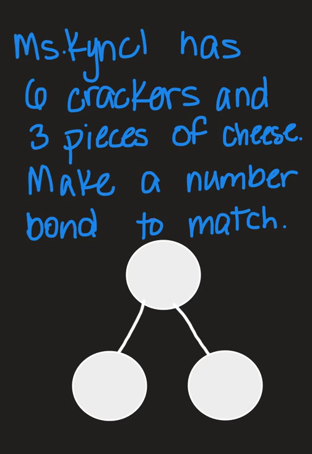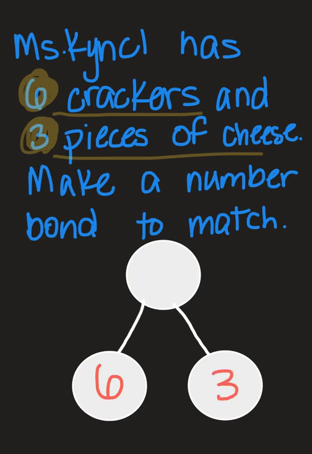Okay, so this is kind of tricky, right? We have to pick our whole or our parts. So I see right off the bat we have the number 6, right? And we have the number 3. Now I know because it says 6 crackers and 3 pieces of cheese that those are my two parts, right? So I'm going to come down here and I'm going to fill it in. So I have 6 and 3. And so now we're going to try and find out our whole or our total.